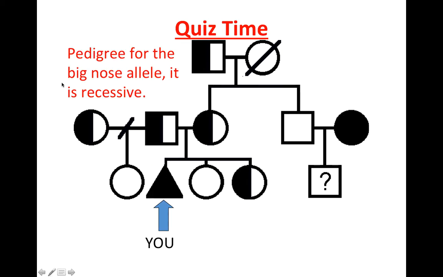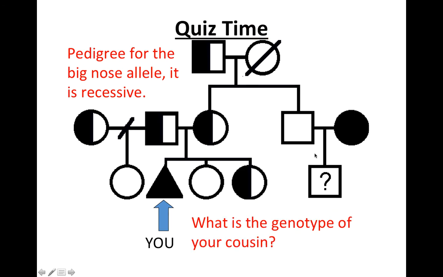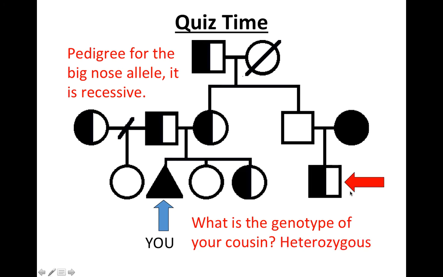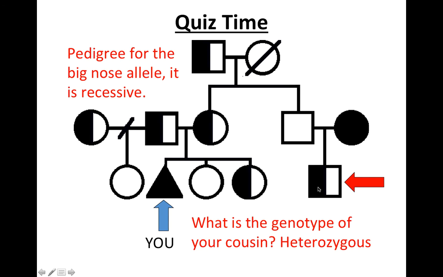Okay, let's talk about the big nose allele. It's recessive. So the big nose allele is going to be black. So who has a big nose? Well, you do. And then also, way up here, your aunt. What's the genotype of your cousin? This one right here. He's heterozygous. And we know that because we have a homozygous recessive, and homozygous recessive with a homozygous dominant means we're going to make a heterozygous individual.